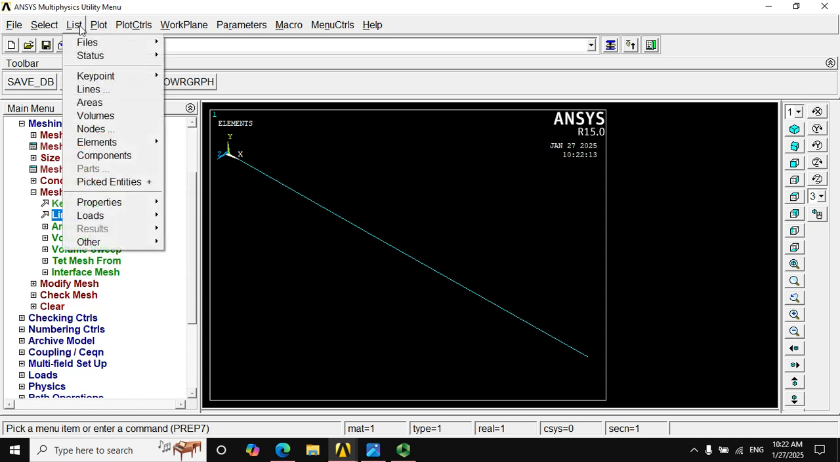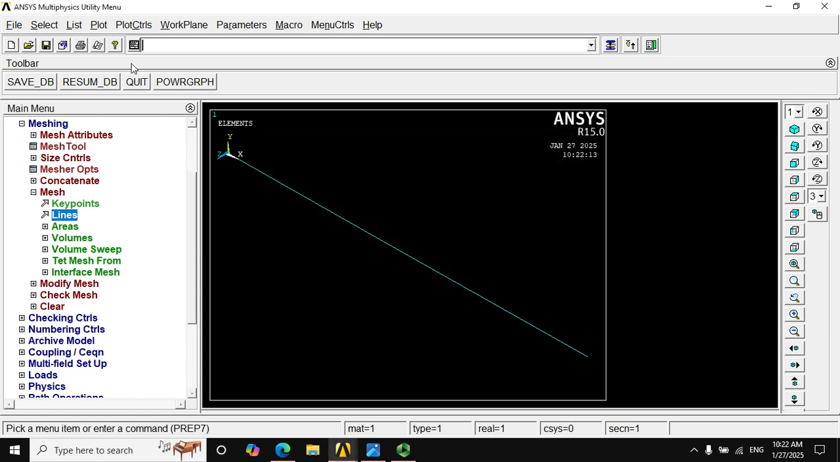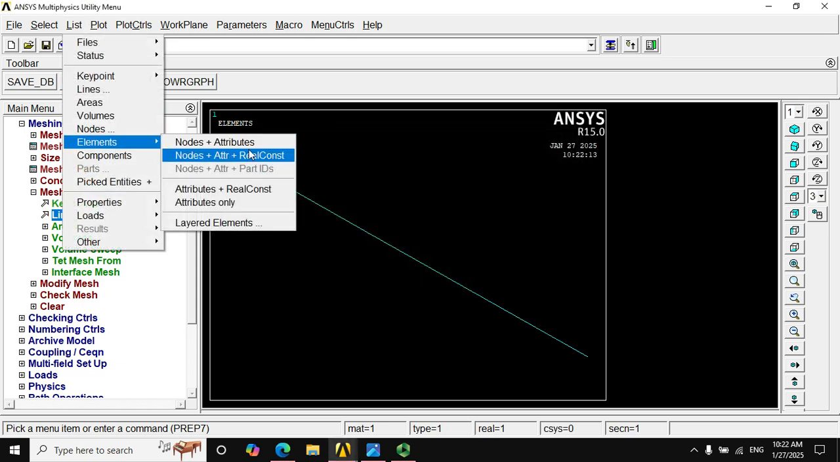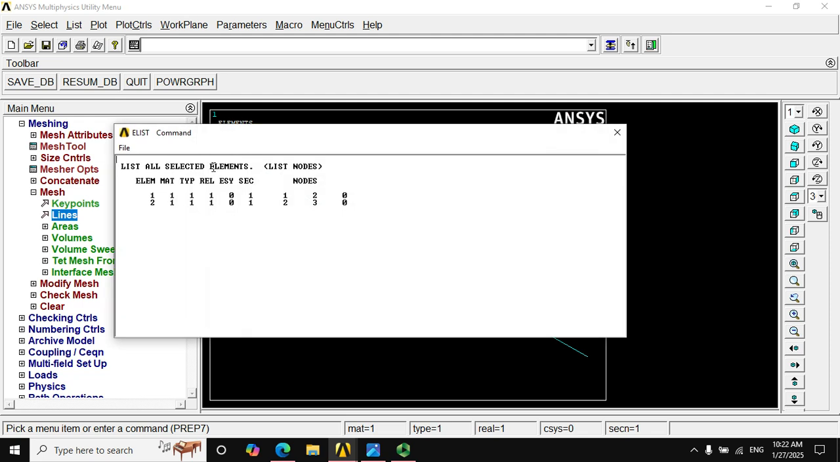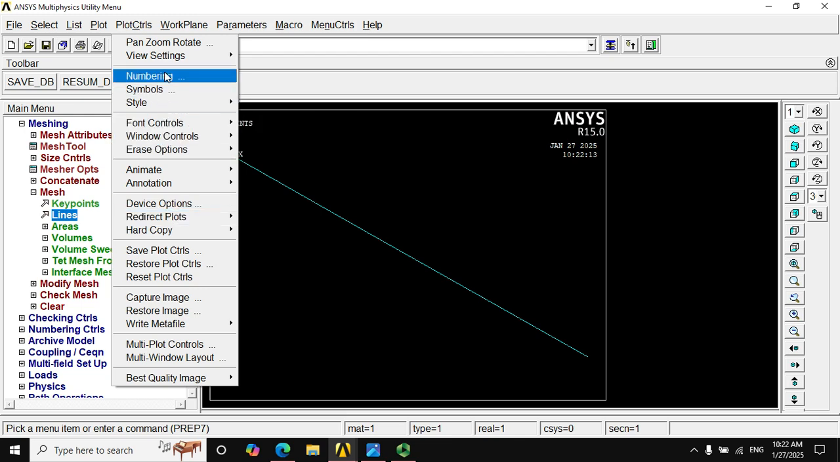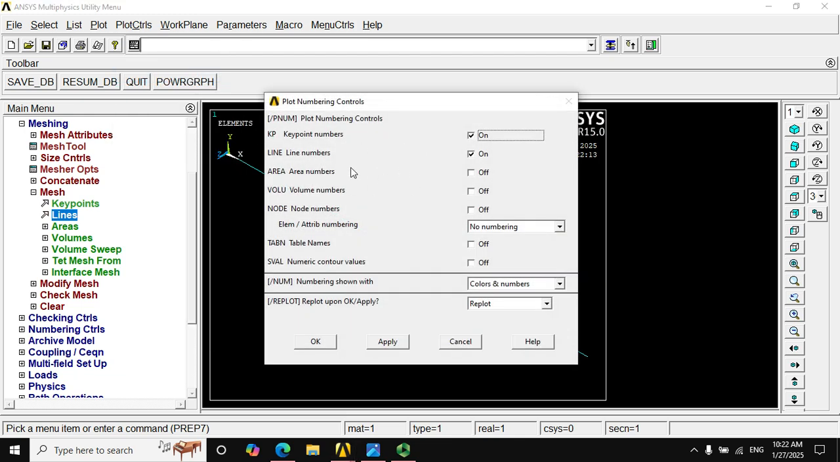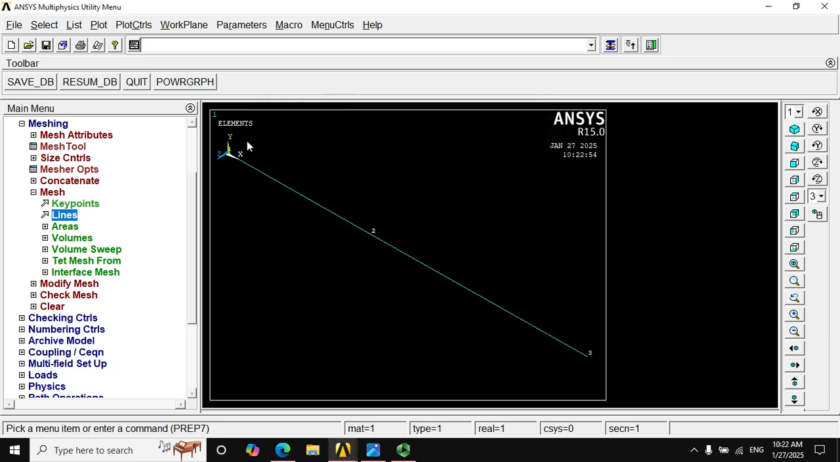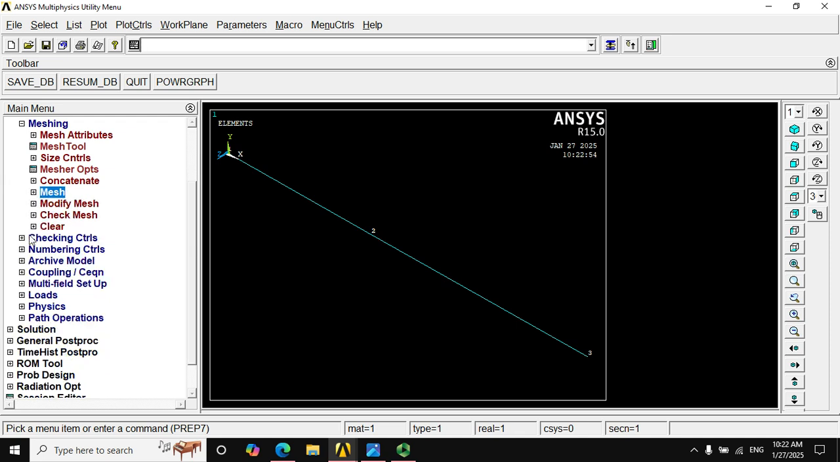Now let's look at the list. We can look at the elements. We have 2 elements, material just 1, sections 1. You see how node 1 and 2 is for element 1, and then element 2 has node 2 to 3. If you like, you can plot them here too. You can plot the node numbers. Yeah, so let's look at the node numbers. You see them.